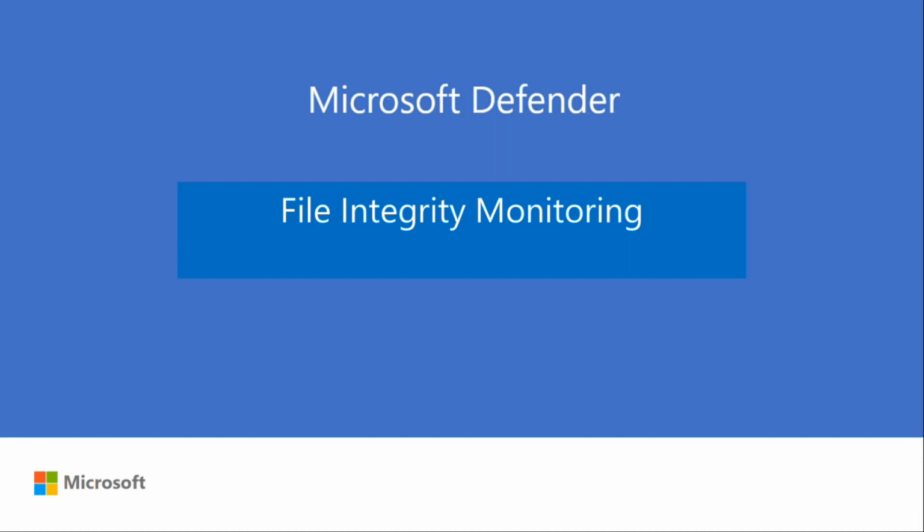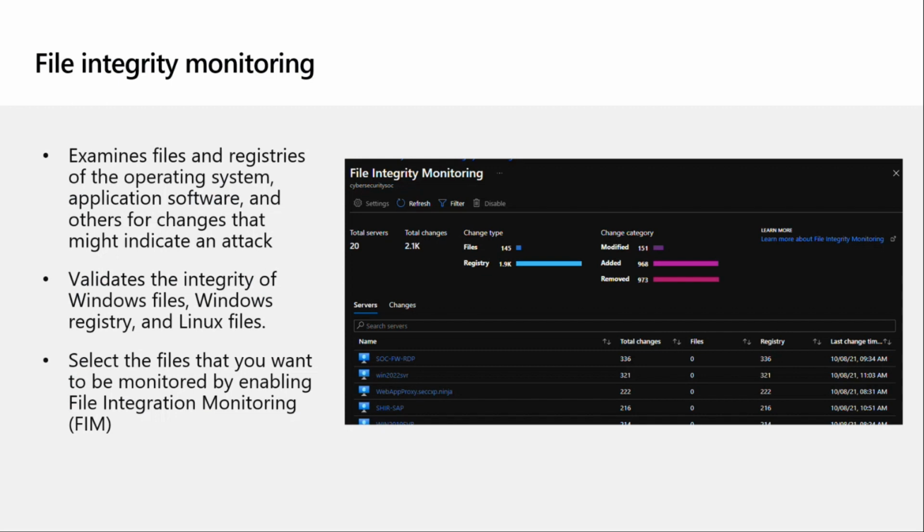Let's talk about file integrity monitoring, right? File integrity monitoring, or FIM, used to be called change monitoring. What it does is it evaluates files and registries that are critical to the operating system, your application software, etc. It will keep a lookout for any changes that might indicate an attack. Now, there are FIM policies provided, but you can also create your own FIM policy.